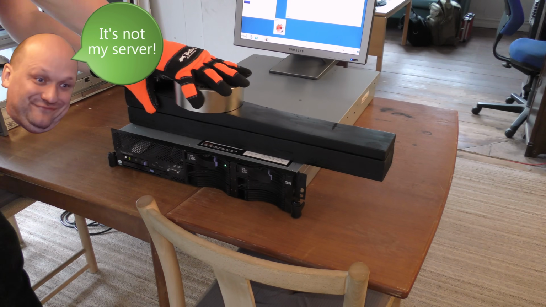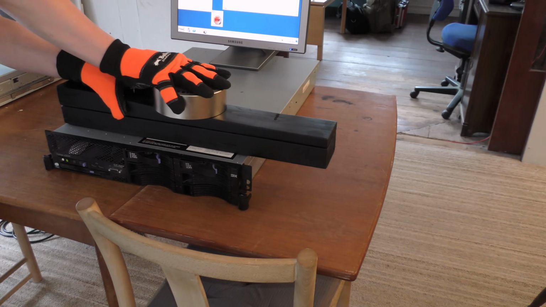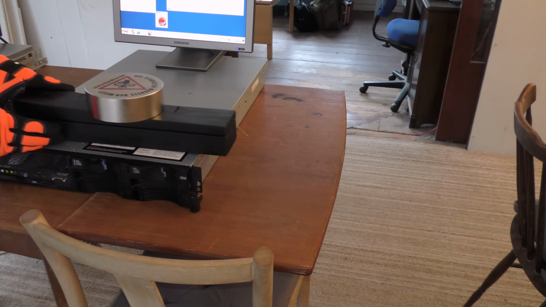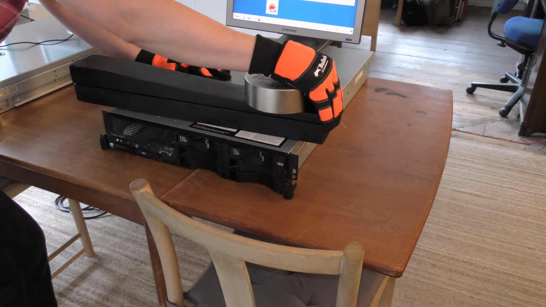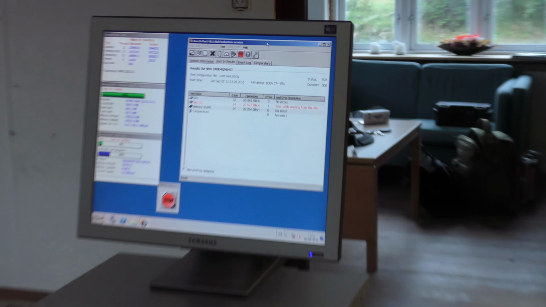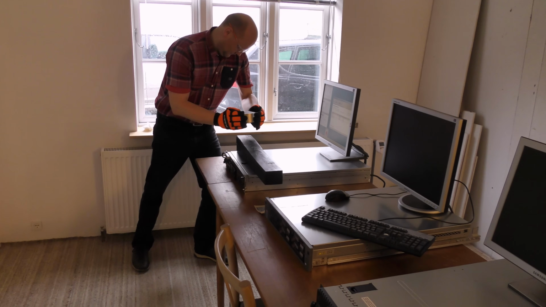It's not my server. So he's sliding the magnet down the wooden board here to get it from 9 centimeters to 6 centimeters. It didn't seem to change anything, and I could sense that Morten thought we should move on to the Dell. So we did, and boy did we get a reaction from the Dell.